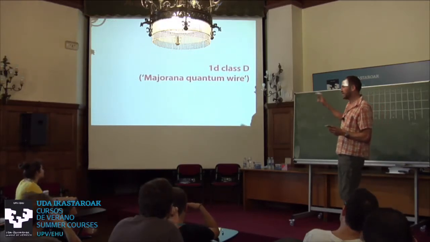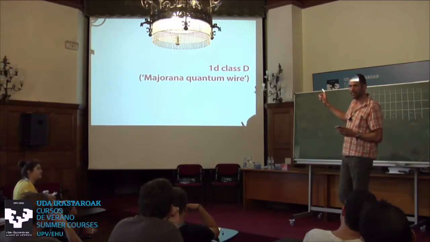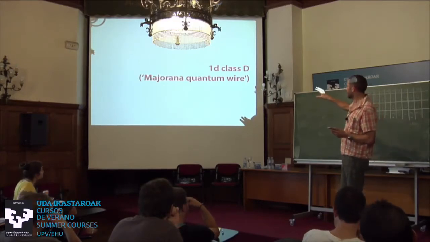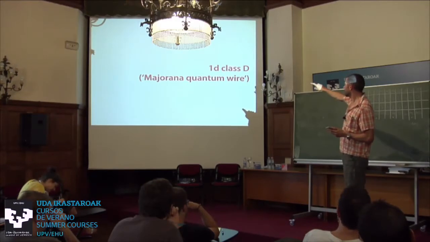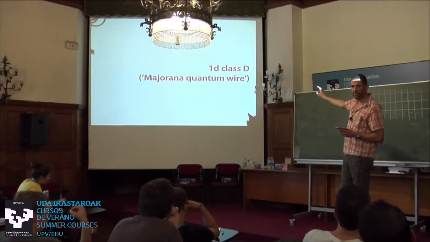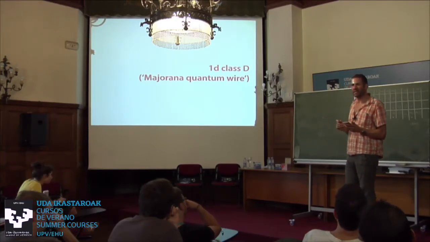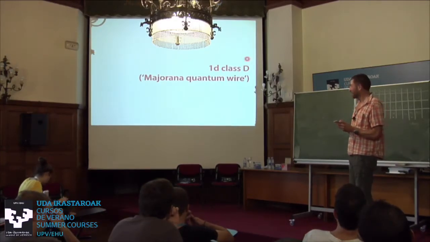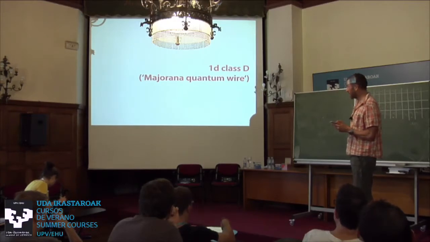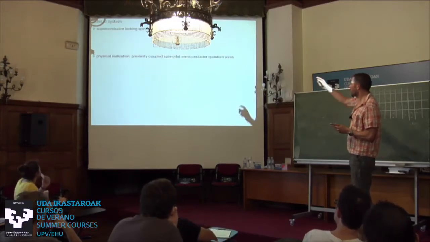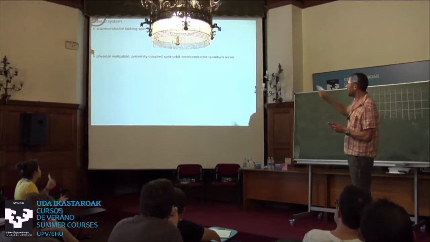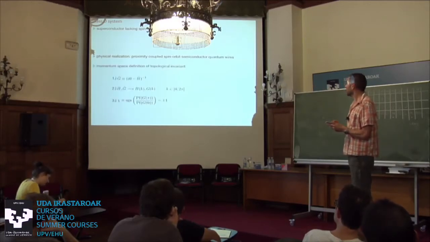Now, very quickly, I don't want to torture you with more wires, but a few comments on how this will develop in the class D quantum wire. That's a Majorana wire. That's a Z2 insulator. And I just want to flash a few things that change compared to the previous line of reasoning. So now we have a Hamiltonian, which in the Majorana basis is anti-symmetric.